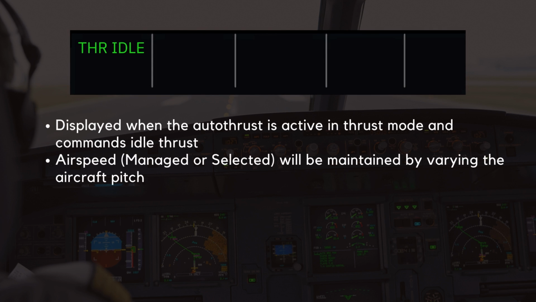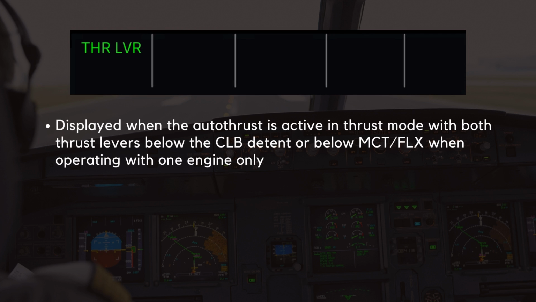Thrust idle is displayed with green text when the autothrust is active in thrust mode and commands idle thrust. Airspeed, managed or selected, will be maintained by varying the aircraft pitch. Thrust lever is displayed with green text when the autothrust is active in thrust mode with both thrust levers below the climb detent, or below MCT flex when operating with one engine only.